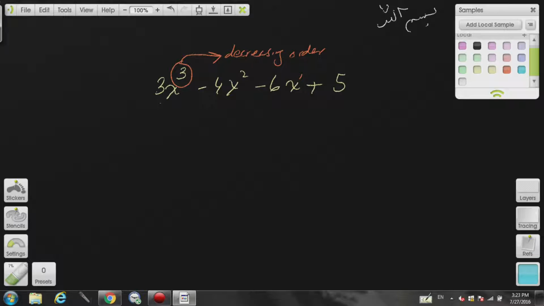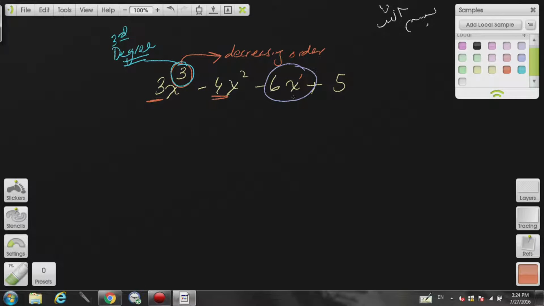And the highest exponent is the degree of the polynomial. So this is a third degree polynomial. This one, 13x squared minus 5, this is a second degree polynomial. So the highest degree is the degree of the polynomial. See, each individual term has its own degree. This is first degree, second degree, third, but the polynomial is known by its highest degree. That's it. This is a third degree polynomial. Okay?